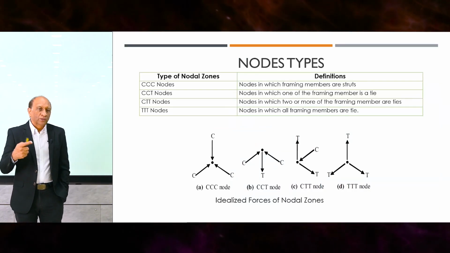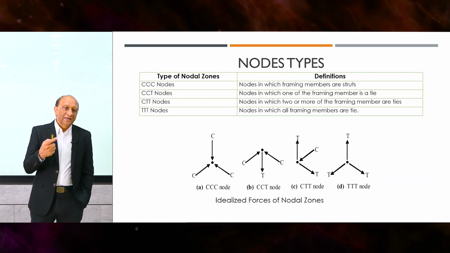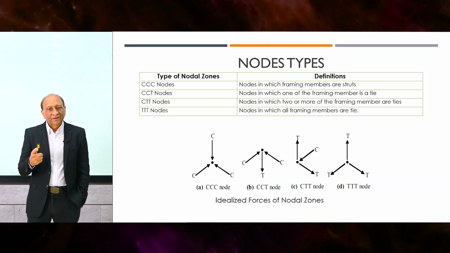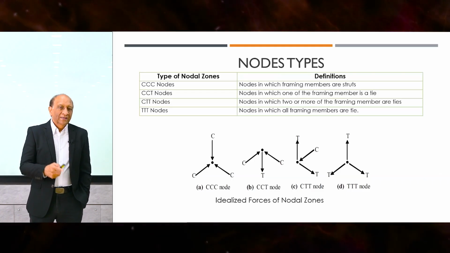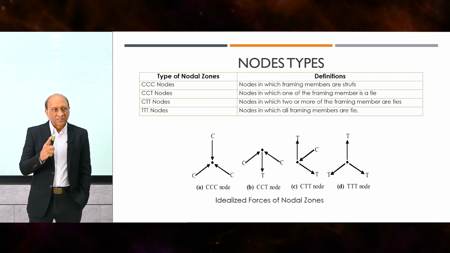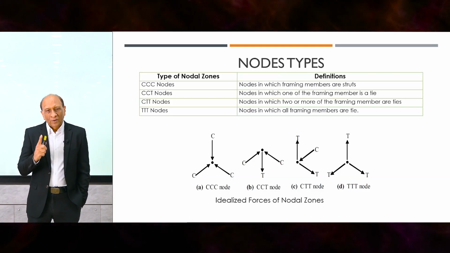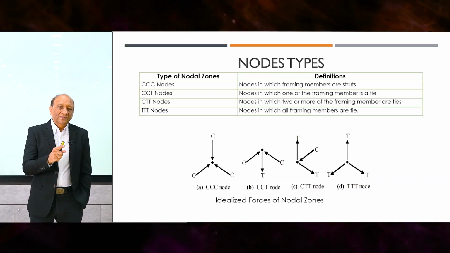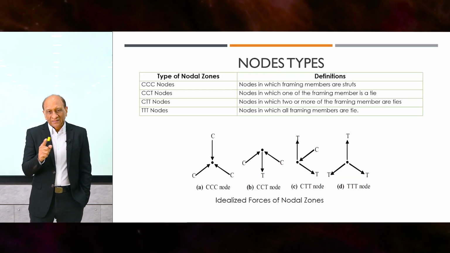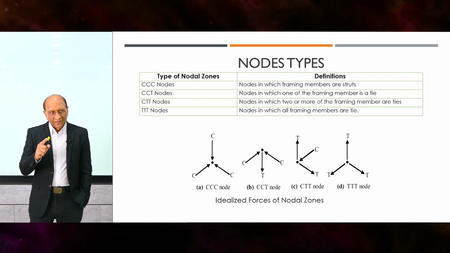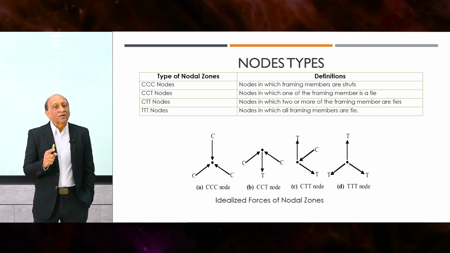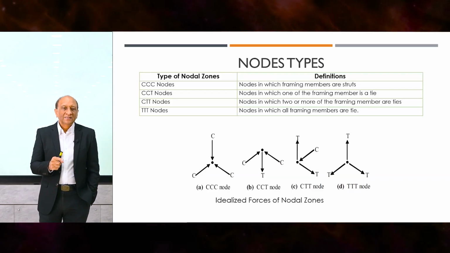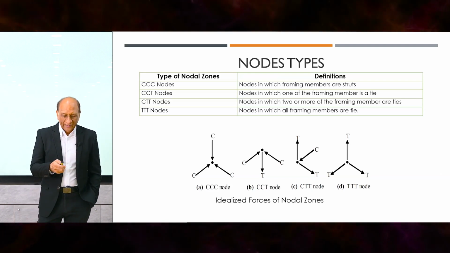So coming back to the nodes or the joints, there are four primary types: CCC, where we have three compressions meeting at one point; CCT, two compressions and one tension; CTT, one compression and two tensions; and TTT, three tensions. Most common are CCT and CCC. Others are less common. They can develop in certain cases, but are not very common. So the most common you will see is CCC and CCT that we need to deal with.